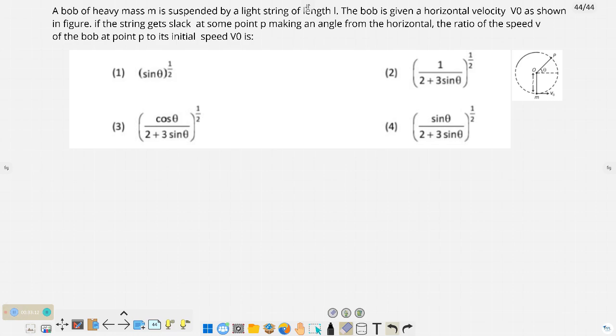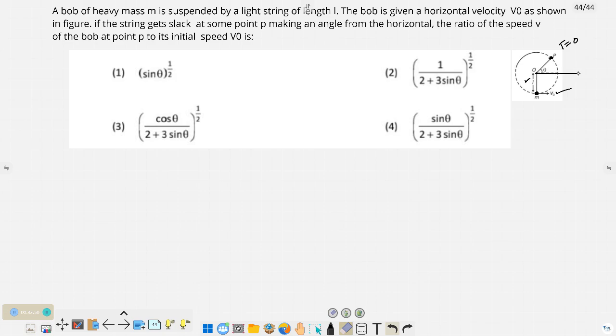This question comes from mechanics, the circular motion concept. A bob of heavy mass is suspended by a light string of length L, and is given a horizontal velocity. We push it with a horizontal velocity V naught, as shown in the figure. If the string gets slack at a point P, what happens? Slack means loose, which means the tension in the string has to become 0. At this point the tension is becoming 0, and the string makes an angle theta with the horizontal.